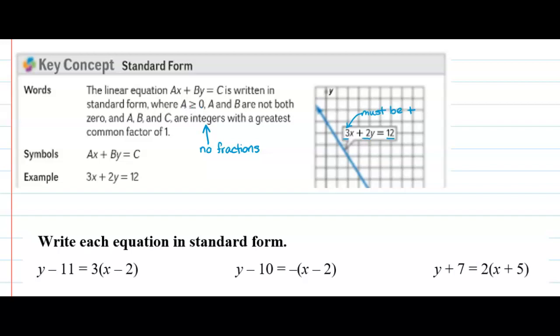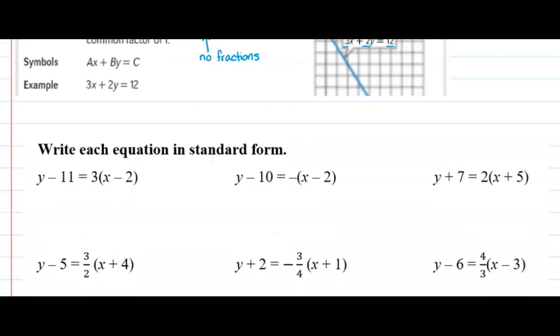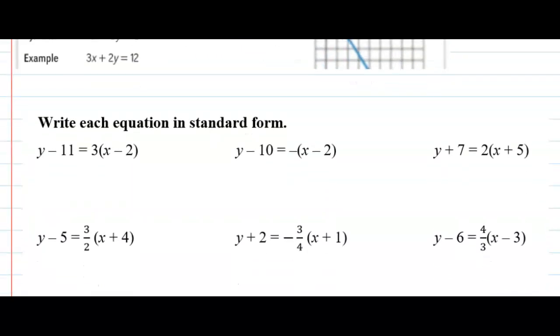And the greatest common factor between all 3 of these numbers must be 1. If you can divide by 2, you need to do it. If you can divide by 12, you need to do it. Okay, let's practice getting these into standard form. Remember, our criteria: we want x and y on the left side with no fractions. The coefficient of x must be positive.